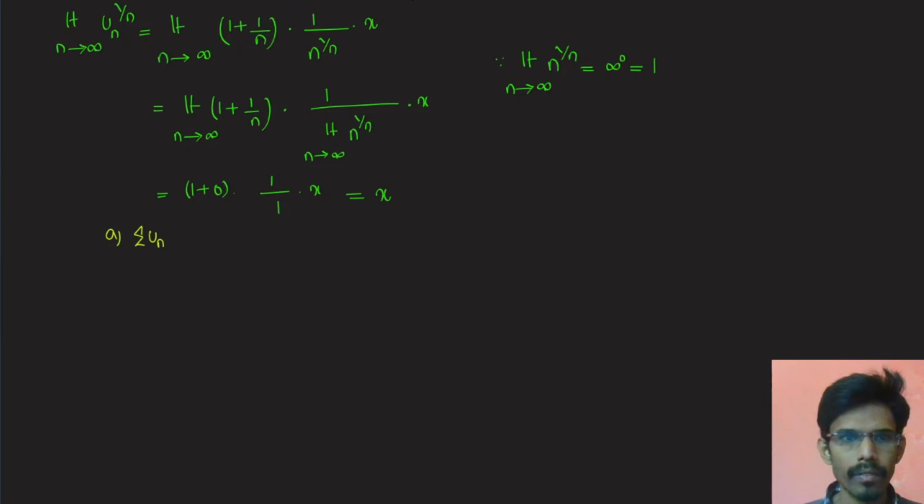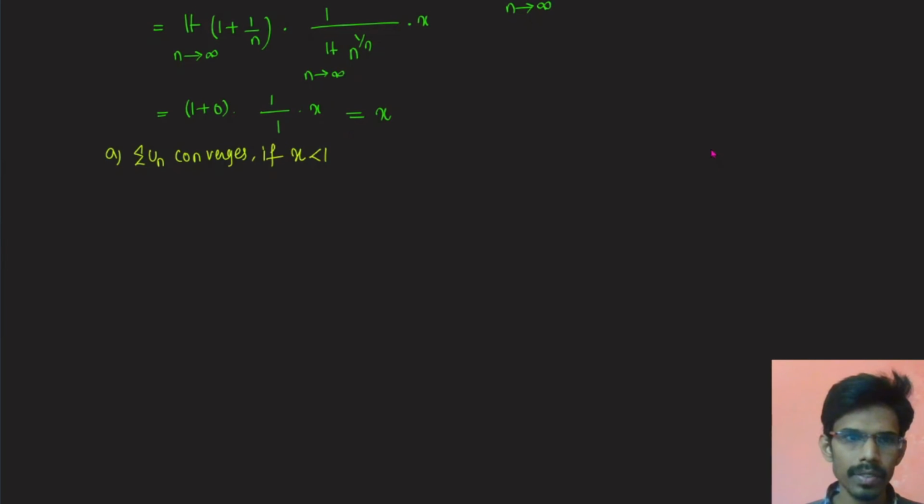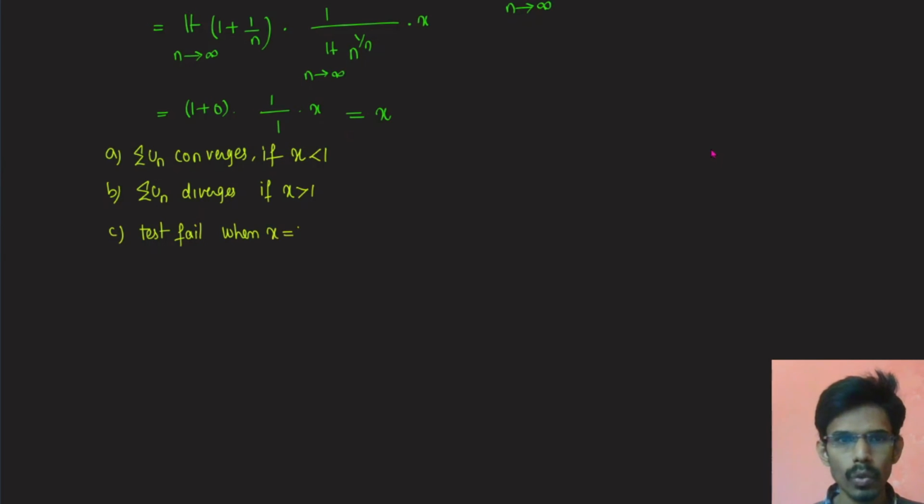Now let me write down: A, sigma Un converges if this x value is less than 1, right? See here, for less than 1 we have converges. Next, B, sigma Un diverges if x is greater than 1. Test fails to decide when x is equal to 1.